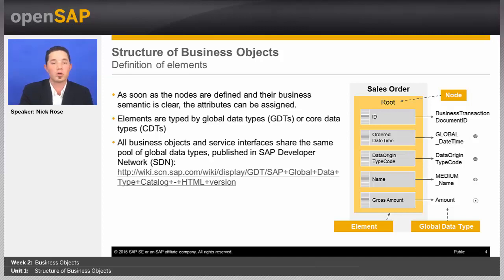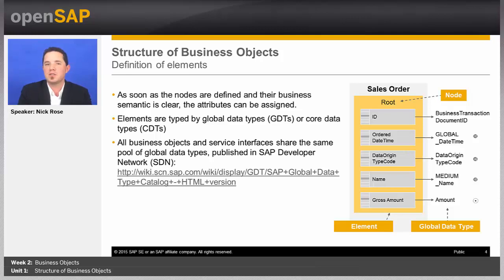Also, for example, order date time. This uses the global date time data type. That way it gives us a general place to store a date and a time code associated with it, and it'll give us the structure that we need to do that. Same with data origin type code. Name, we use what's called medium name.